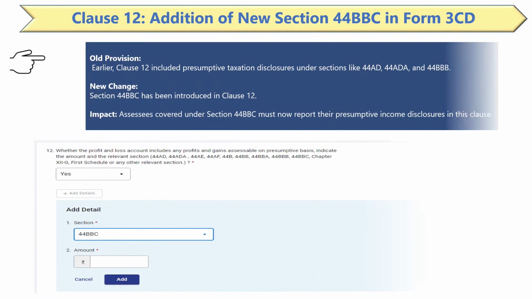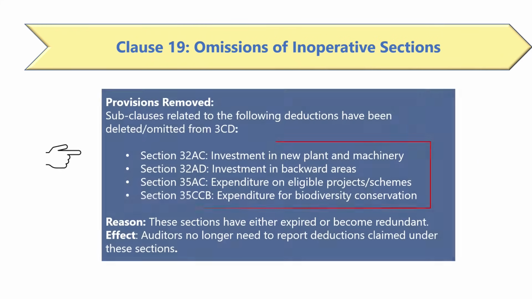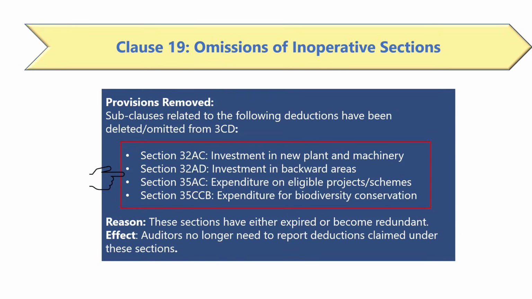A new section, Section 44BC, has been added in Clause 12, which requires disclosure of presumptive taxation under Sections 44AD, 44ADA, 44BB, and now Section 44BC. Some of the sections like Section 32AC, 32AD, 35AC, 35CCB have either expired or become redundant, and therefore the auditors are no longer required to report deductions claimed under these sections. Clause 19 containing these inoperative sections has been now omitted.